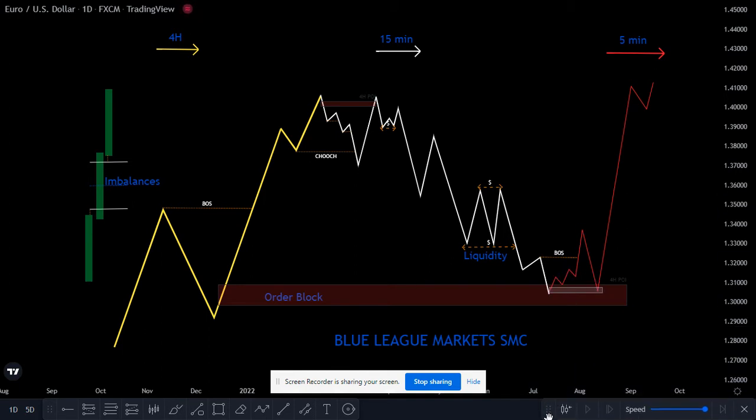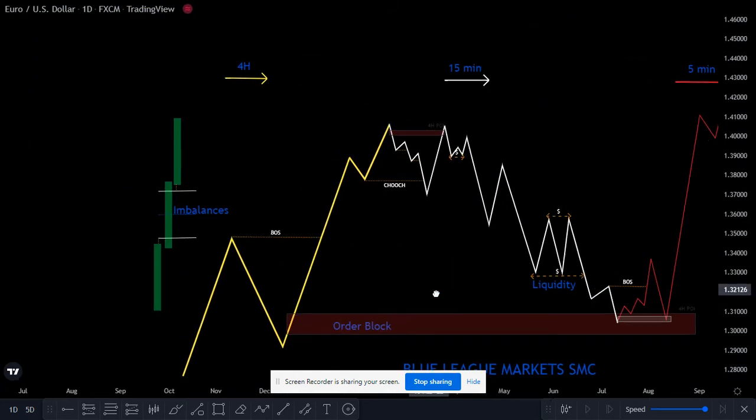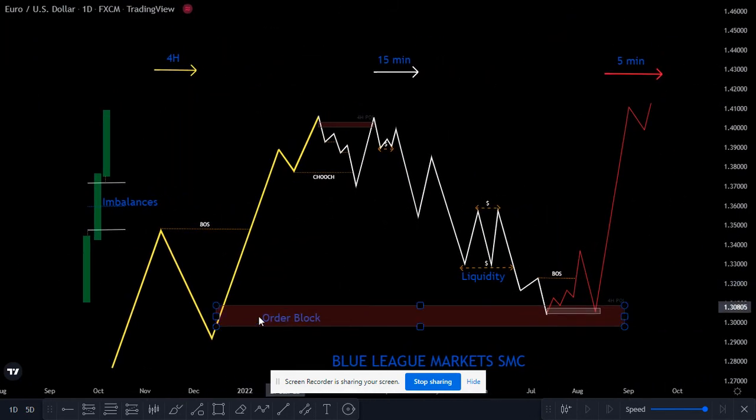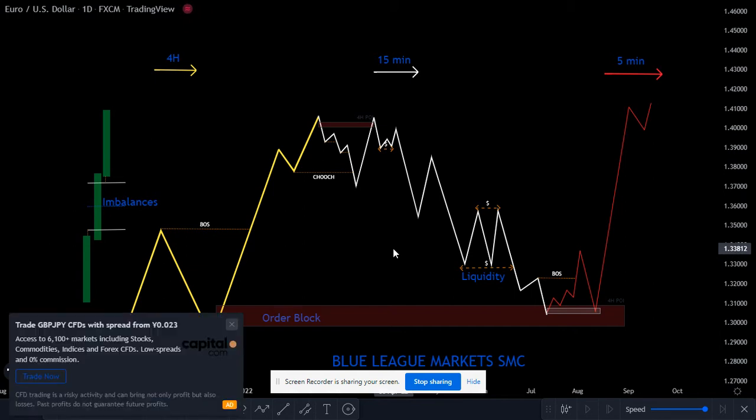Today we want to talk about smart money concept. This is Blue League markets. If your mentor is not teaching you the following, then I think you should get a new mentor, because this is the way to actually trade. This is the ultimate way to do forex. So if your mentor is not teaching you about things like order blocks, imbalances, liquidity, change of structure, break of structure, and all that, then they're not teaching you what they're supposed to teach you.